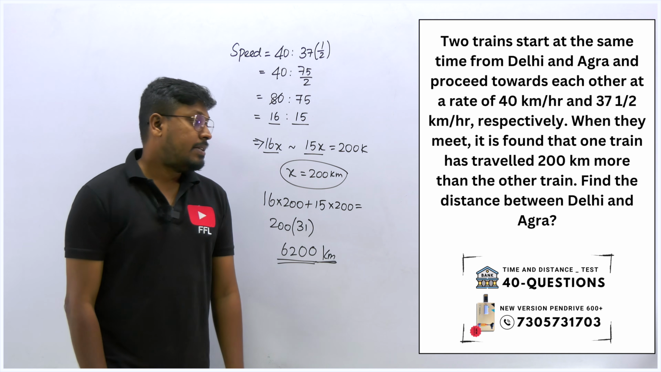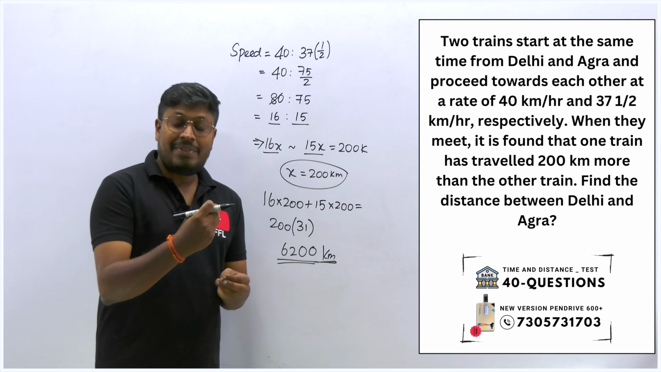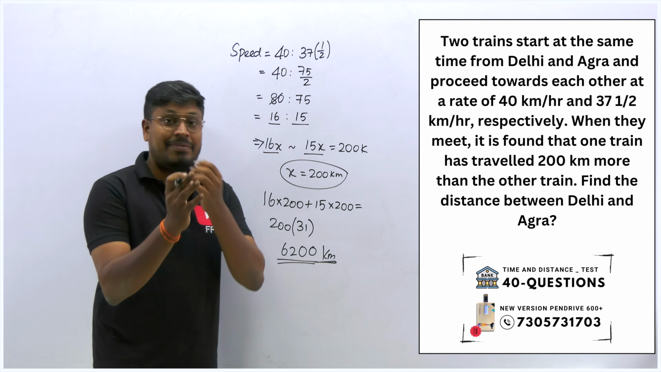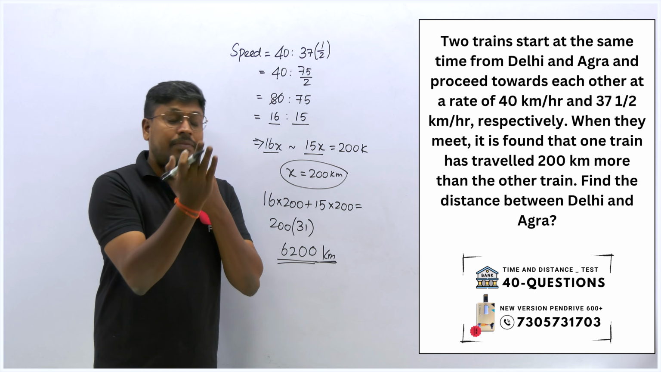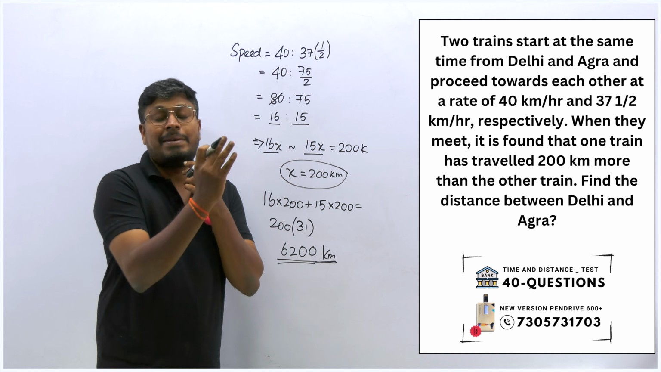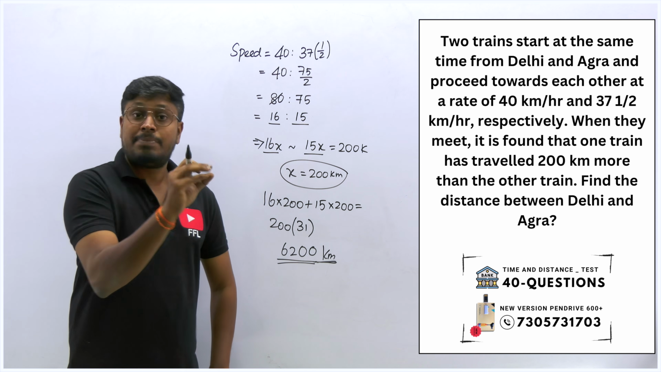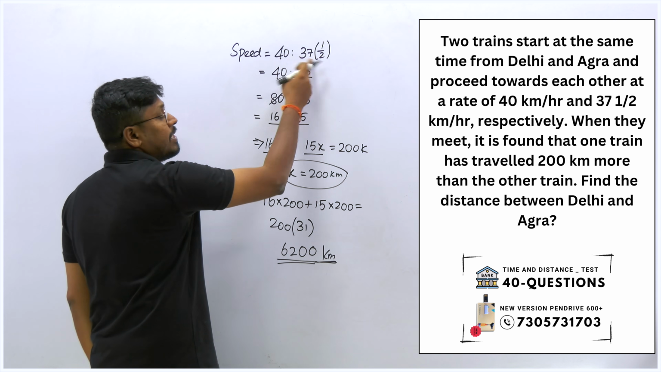and Agra, right? So this is one of the ways to solve the question, because our target is to find the distance between Delhi and Agra, right? This was the thing we need to find. So if we need to find the distance, speed is equal to distance by time, distance is equal to speed into time. But we know the speed, but time is unknown, right? So the speed ratio has been given separately.